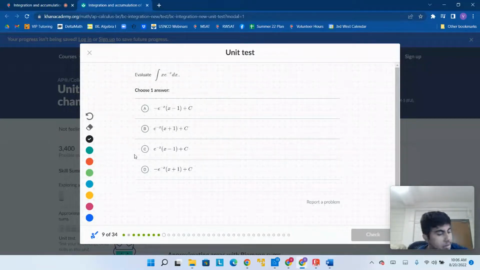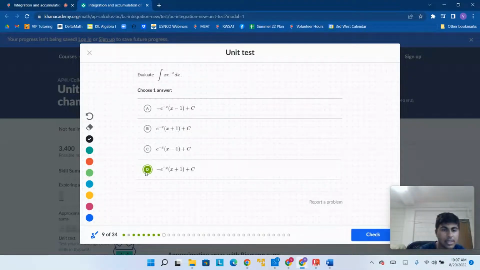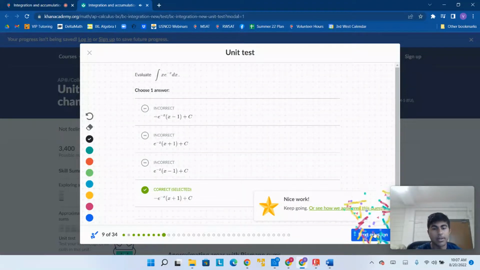Now I have to make it look like something there. So we're going to factor out a negative e to the negative x. And we're going to make this x plus 1. X plus 1 times negative e to the negative x plus c. That's going to be this one right there. And we can keep going.